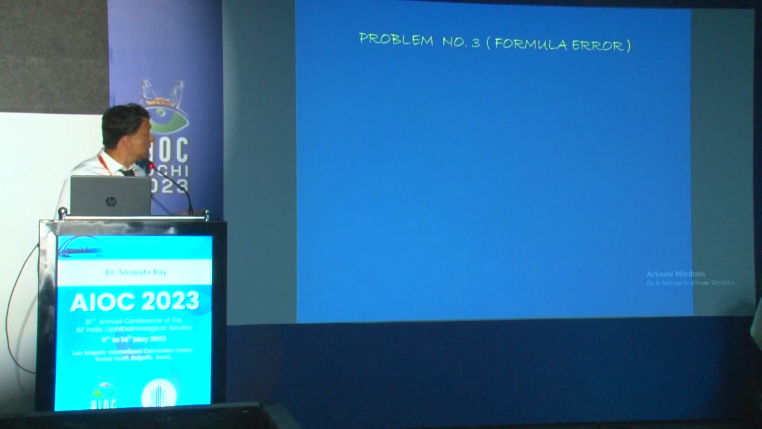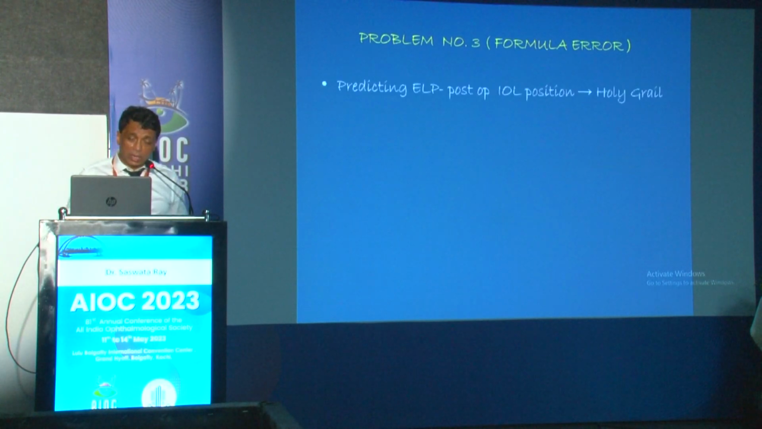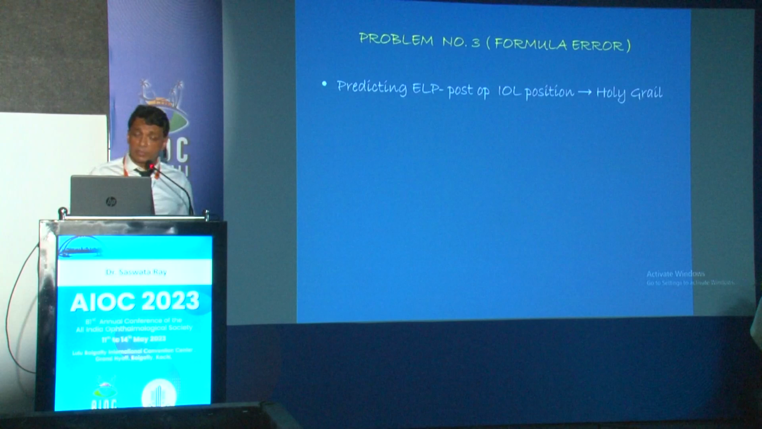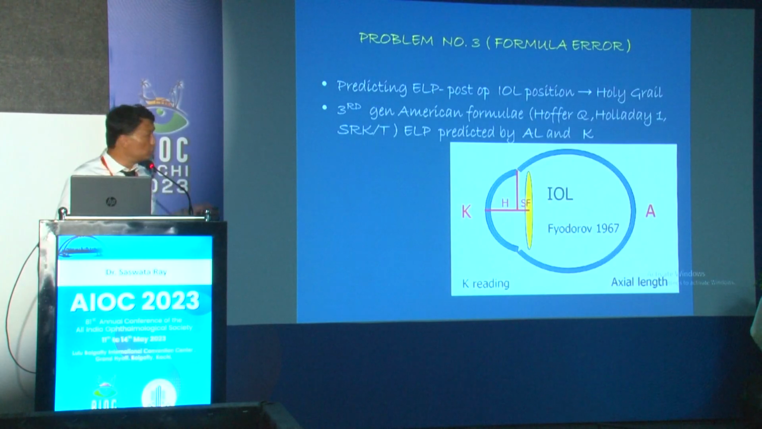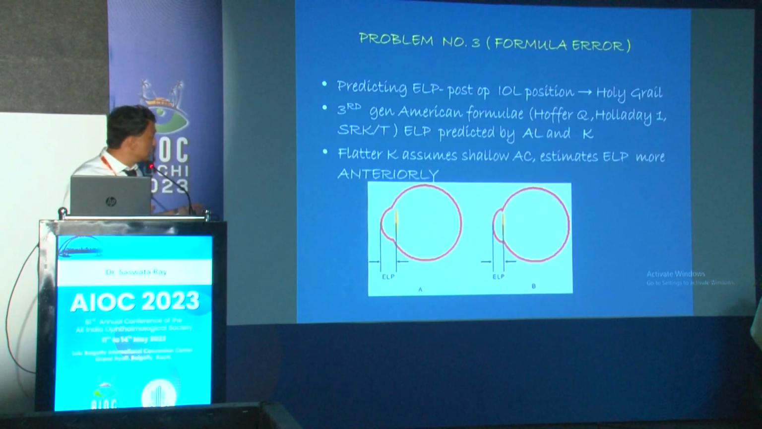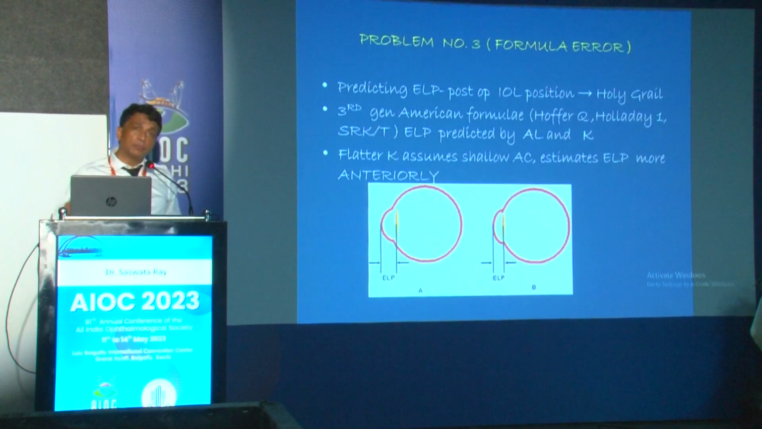You get your keratometry. The third error we have not yet taken into account is the ELP. Remember, ELP, as mentioned by the previous speakers, is the most difficult. It's the holy grail. The effective position of the postoperative IOL is the most difficult to measure. The third generation formulas, usually called the American formulas, all the Hoffer Q, Holladay, SRK/T, predict the ELP via a combination of axial length and keratometry. And this makes a false assumption, because now it's a flatter K. A flatter K would assume a shallow anterior chamber and estimate ELP more anteriorly, but this is not true, as Dr. Jesslyn just told us.